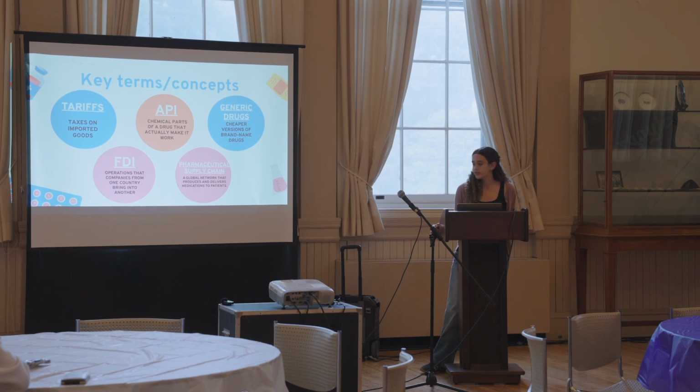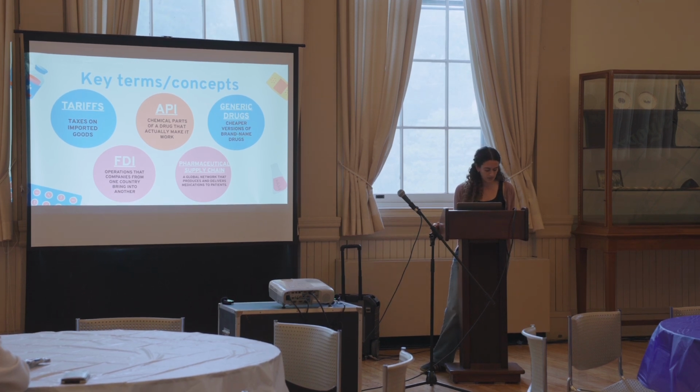So for the US, over 70% of their APIs come from China and India. Then generic drugs are just cheaper versions of brand name drugs like ibuprofen, and they rely heavily on the APIs to stay affordable for the healthcare system. And then FDI, or foreign direct investment, means money in business operations that companies from one country bring to another, and this could be like opening a drug factory in another country.